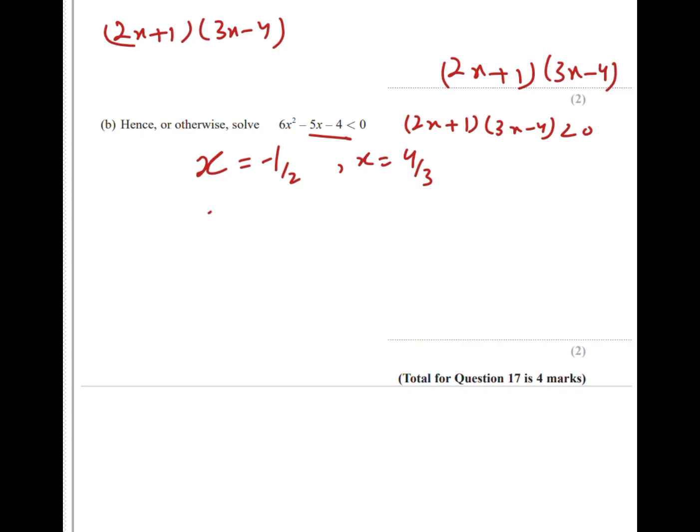If we plot a graph, the quadratic equation is represented by a parabola. This is negative 1 by 2, this is 4 by 3. Your graph passes through here, makes a curve below, and goes up like this. The part below the zeros is the part that is represented by the inequality. So hence, negative 1 by 2 is less than x and 4 by 3 is greater than x.